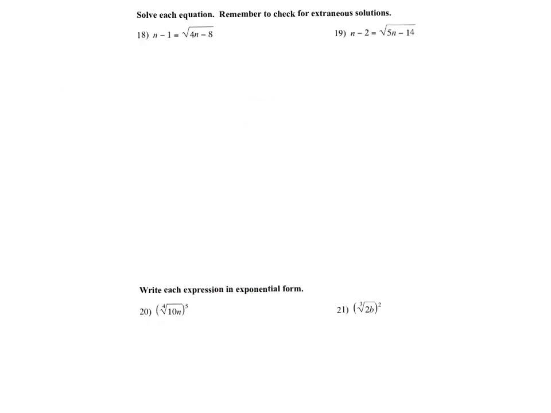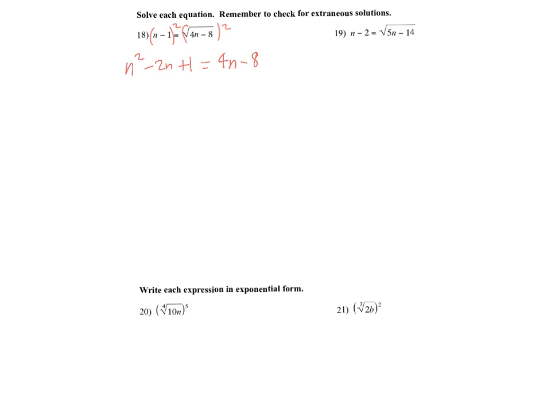Okay, for these, when we're solving radical equations, what you want to do is get rid of the radical. In this case, we have n minus 1 equals the square root of 4n minus 8. So if we square both sides of this, n minus 1 squared is going to give us n squared minus 2n plus 1 equals the radicand, which is just 4n minus 8. Remember, the square and the square root are going to cancel out. You're going to be left with the radicand.